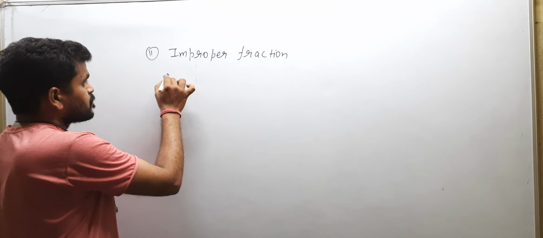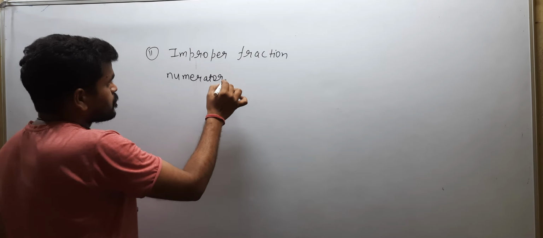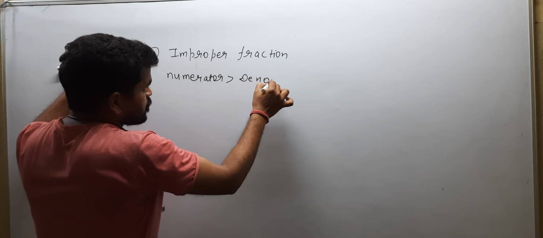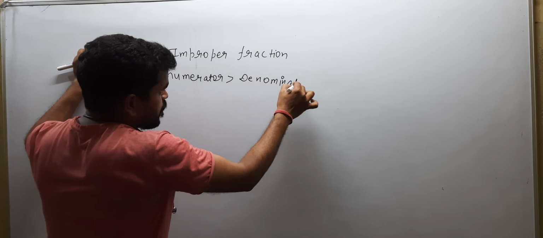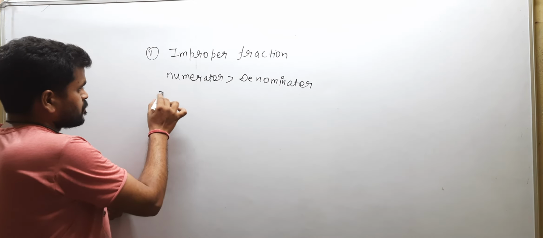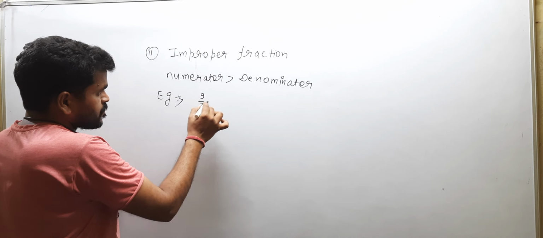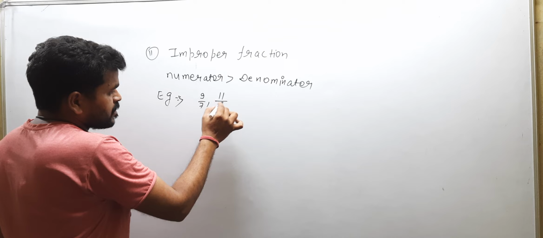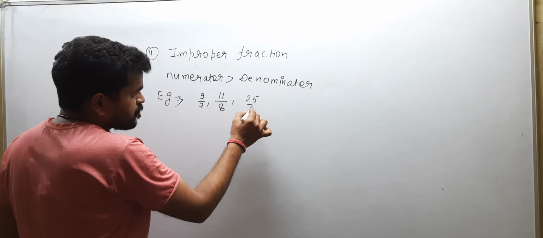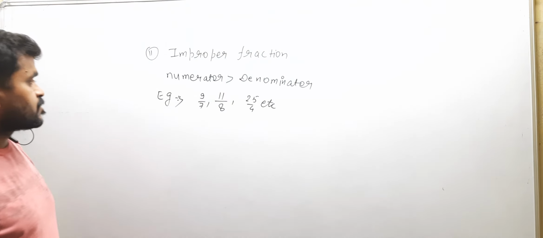For example, the fraction in which the numerator is greater than the denominator is known as the improper fraction. For example, 9 upon 7, 11 upon 8, 25 upon 4, etc. These are called improper fractions.